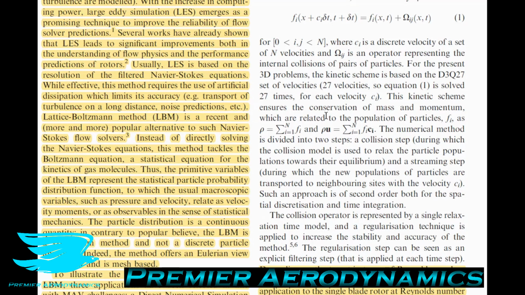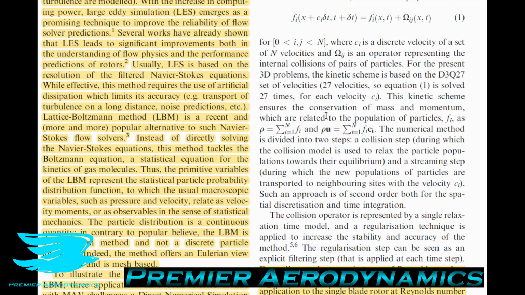While effective, this method requires the use of artificial dissipation, which limits its accuracy, for example for transport of turbulence over a long distance, noise reduction, etc. So what this means is that you're effectively modeling these things, and like anything, if you're using a stochastic model or empirical model, or whatever you want to call it, there are errors associated with that.